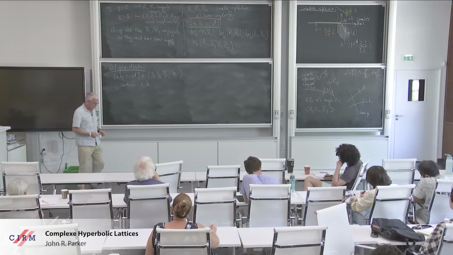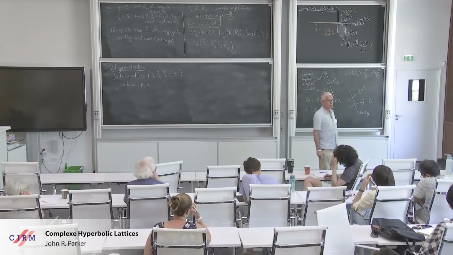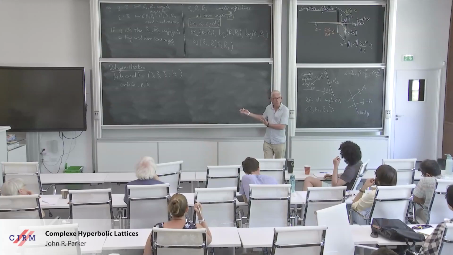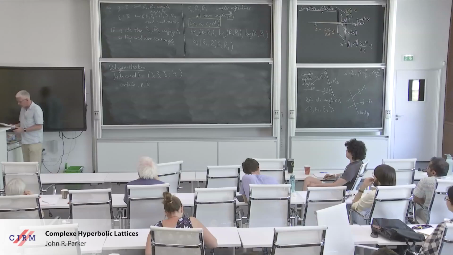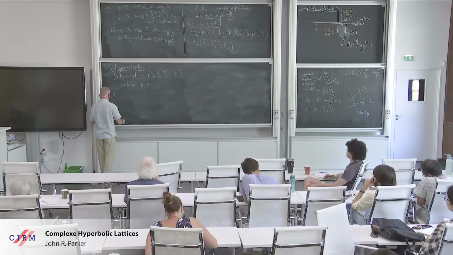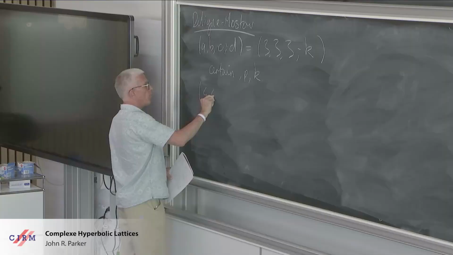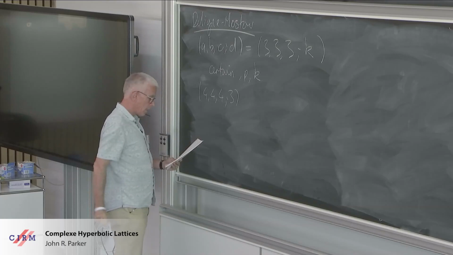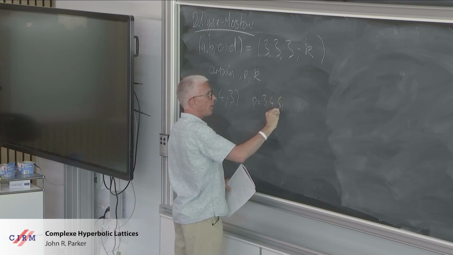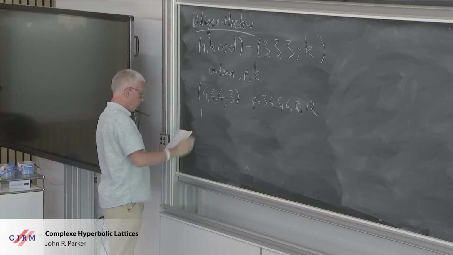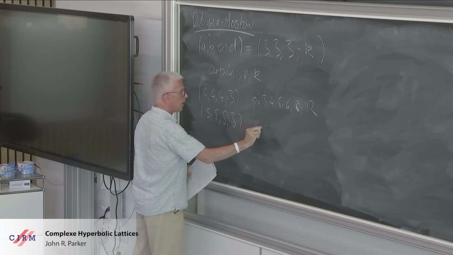So really, the idea that Martin, Julien and I had was, well, what's so special about 3? Well, the answer is nothing. And so we came up with various families of examples where we had some different numbers. So here we go. Let's just write down a few things. So we have 4, 4, 4, 3. And I guess then P was 3, 4, 5, 6, 8, and 12. That was a big family. There's 5, 5, 5, 3, and all sorts of other things, and so on.